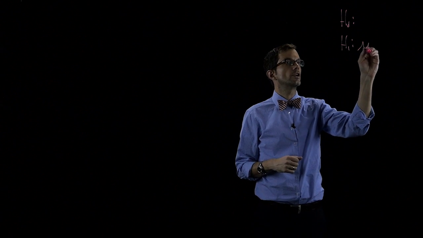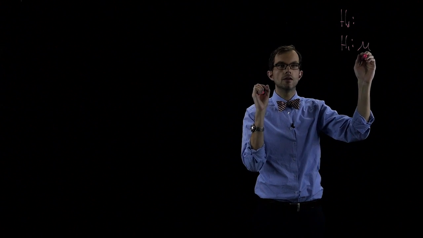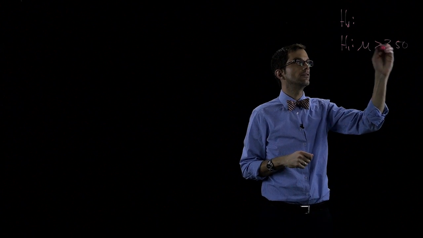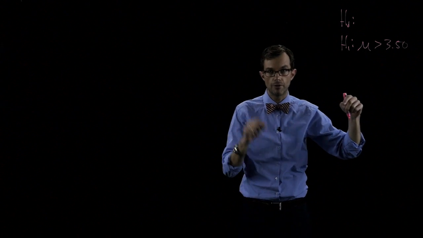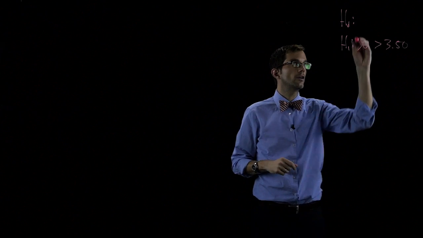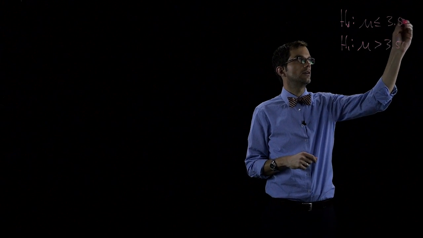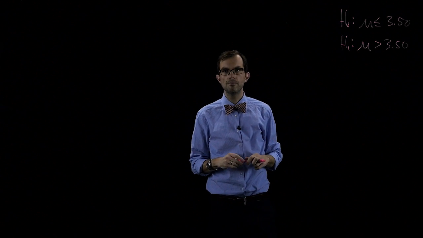So let's say that our hypotheses are these. We're going to key in on greater than 3.5. So we want to know, is mu, the mean population of this wear, greater than 3.5? That would be in the alternative. The greater than statement would have to be in the alternative. The equality statement must be in the null.